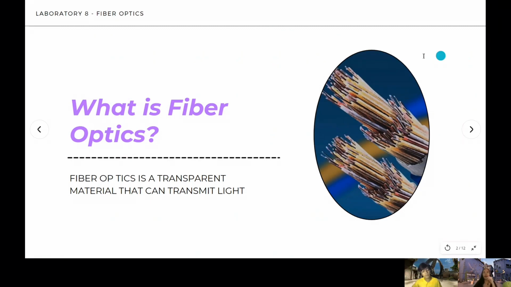So light was used as a communication tool in the earliest of times. It was discovered by John Tyndall in an experiment that gave birth to a revolution in the use of lights in the communication system of humans. It became the creation of the fiber optics. So optic fiber is a transparent material that can transmit light.